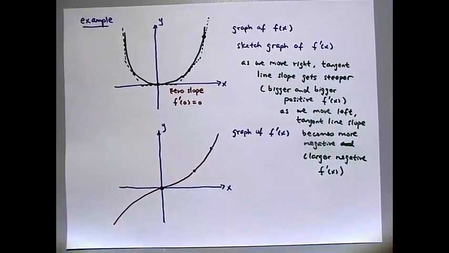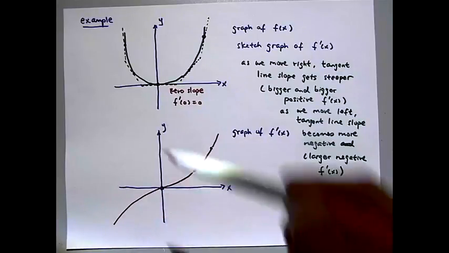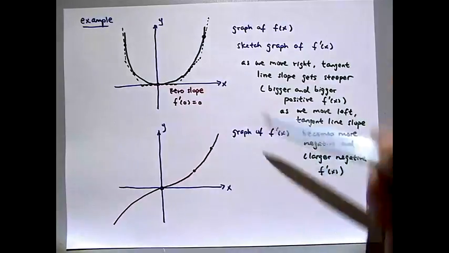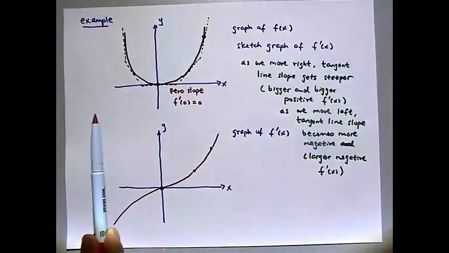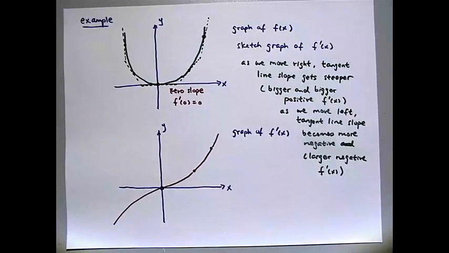Do you agree? Is that a reasonable representation? Yeah? The more I move to the left, the larger and larger the y value. The y value on this graph right here represents the tangent line slope at the same value of x. And notice that we sketch f prime without even knowing what f is. We can probably guess what this f is, but that is irrelevant. Let's try another one.